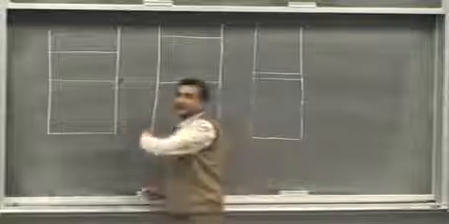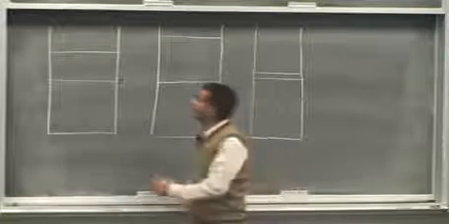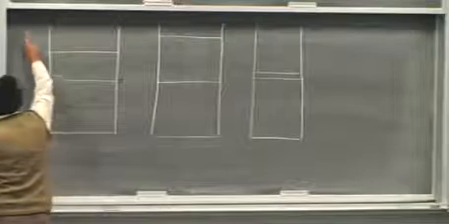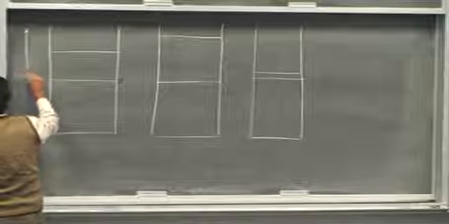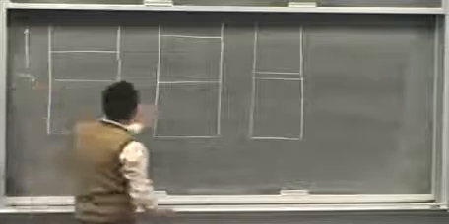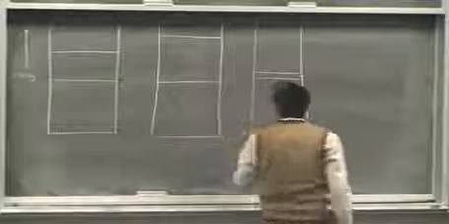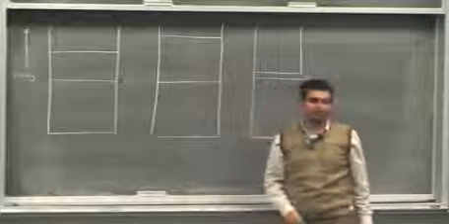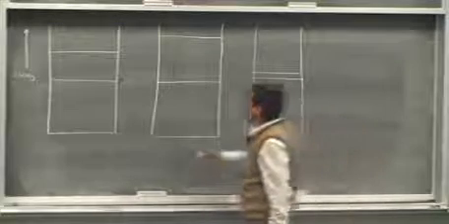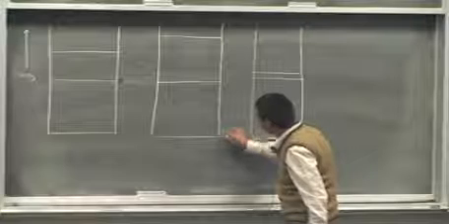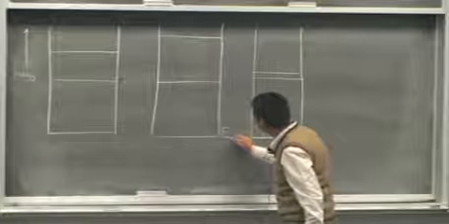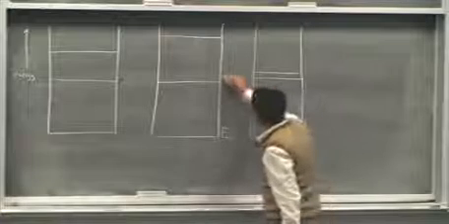Let's look at picture number 1. This is the energy axis. This is picture number 1, picture number 2, picture number 3. Let's look at picture number 1 first. Suppose this is the ground state energy E0, and this is the Fermi level.